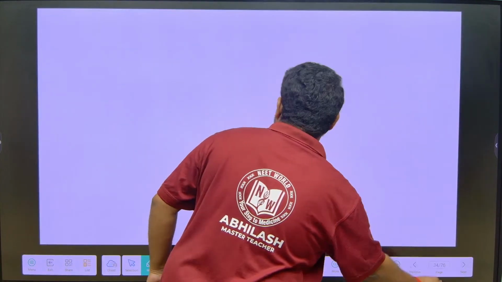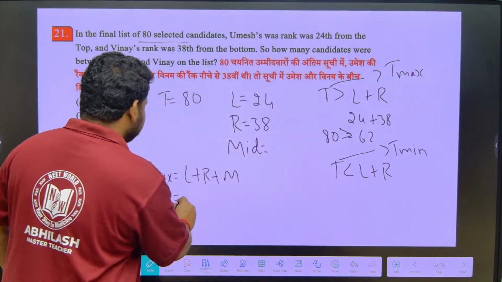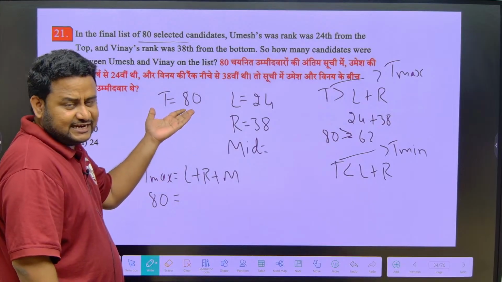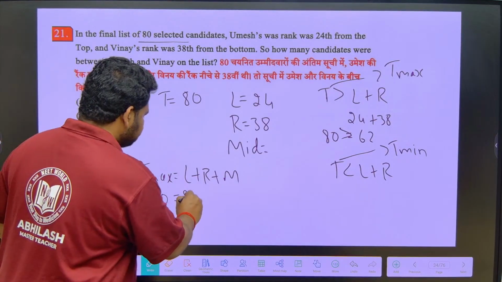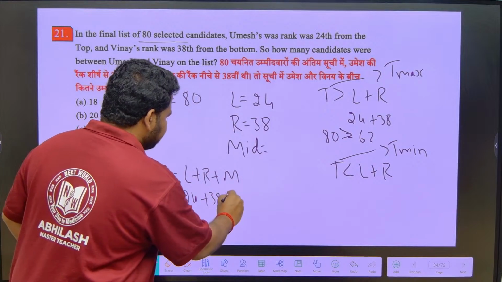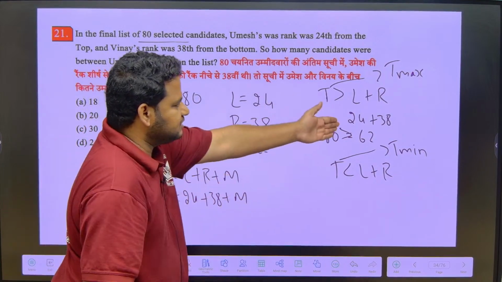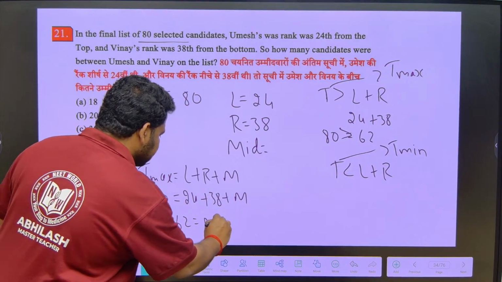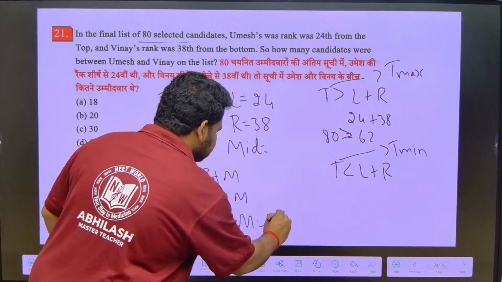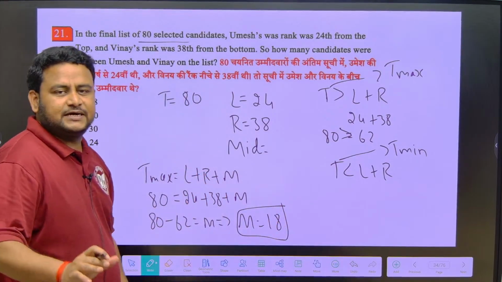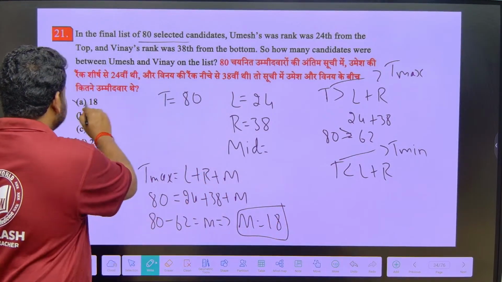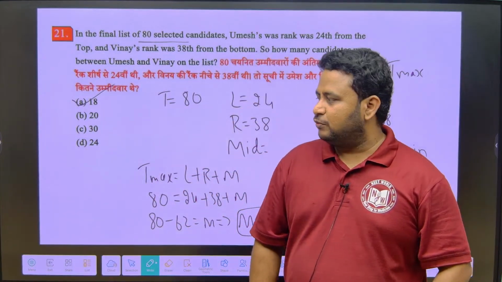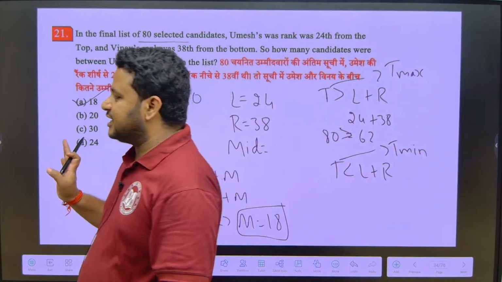Got it? Now, based on this, if we solve the question, what they have given? Total number of persons is 80. Total maximum is nothing but 80 here. L is 24, R is 38. We have to find the middle. Already I found L plus R is 62. So 80 minus 62 gives me M. So M is equal to 80 minus 62, which is equal to 18. So the answer is option A. 18 is the right answer to this question, friends. I hope it is clear. I hope you have understood.